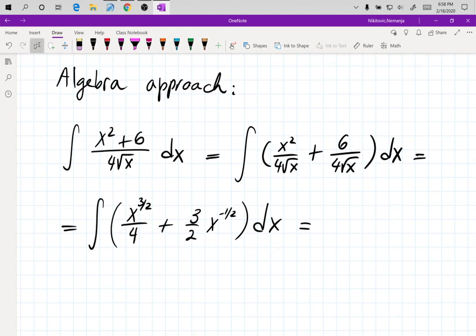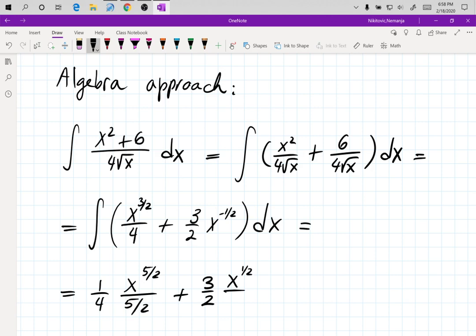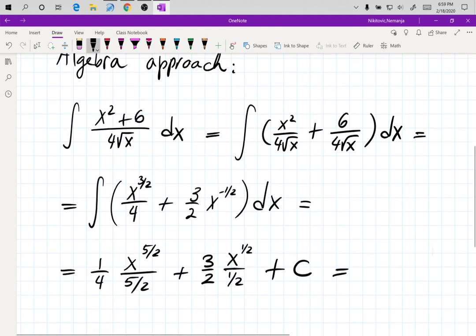You used algebra. So integrate, you copy 1/4. Then you have x to the 3 halves plus 1 is 5 halves. So 5 halves divided by 5 halves. Plus copy 3 halves. x to the, oops, we need a fraction there as well. Negative 1 half plus 1 is positive 1 half divided by 1 half, and then plus c.